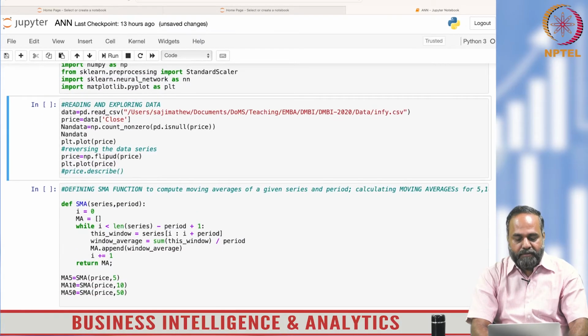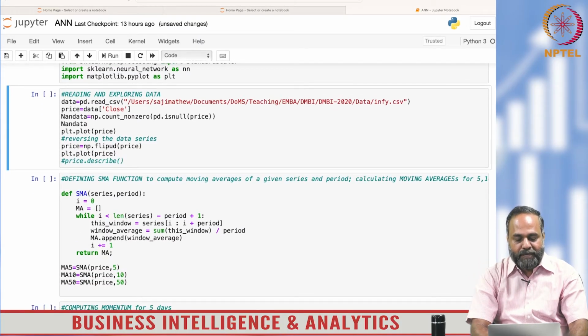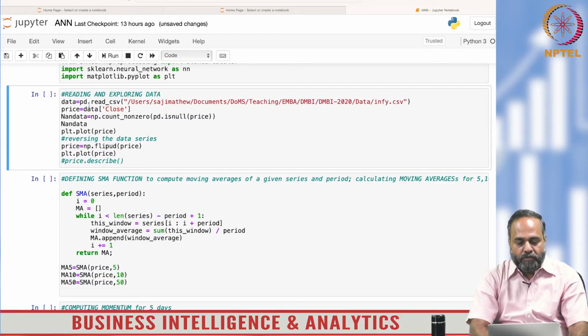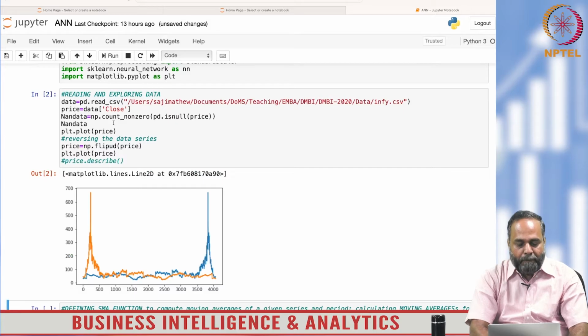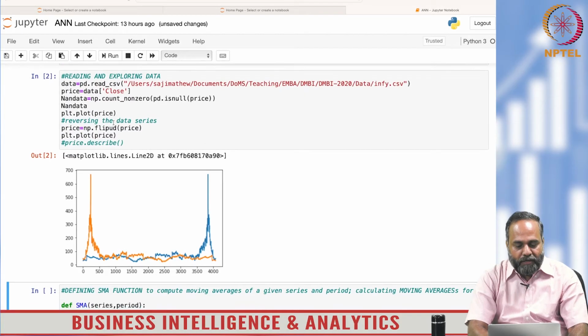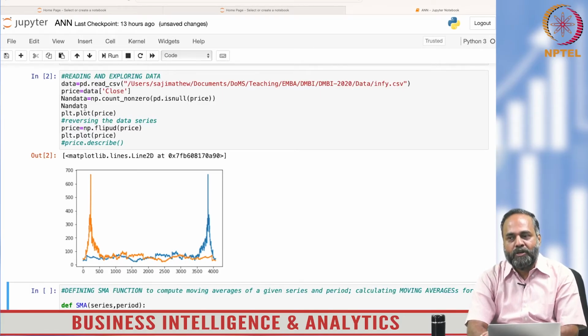Okay, and then I am going to read the data using the read.csv which we used earlier also, and that is read as data. So this becomes a pandas table which is already there. So price is equal to data, the close. Close is the column which we saw that has the closing price. So that is our time series. Actually we are going to use only that, the closing price series, close.